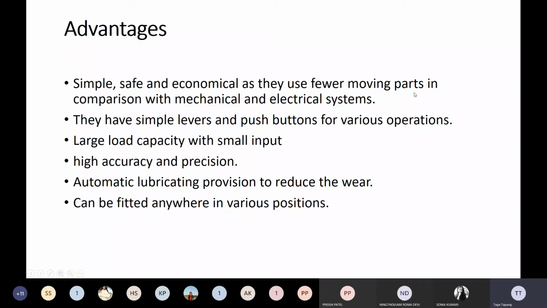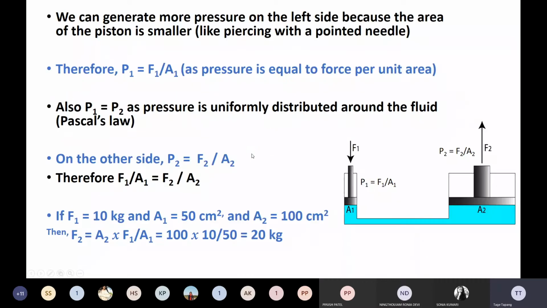They have fewer moving parts. They have simple levers and buttons for various operations. It means you just have to press one button and the work will be done easily. You don't have to sweat. You don't have to put in too much manual labor. Large load capacity with small input. Similarly here, small input, large output. With 10 kg force you apply here, we are getting 20 kg force.